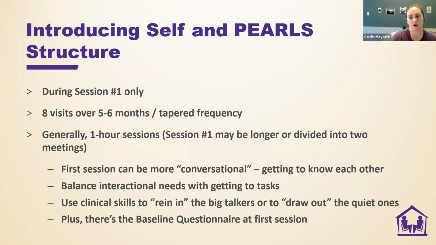Generally, it's going to be 8 visits over 5 to 6 months with a tapering frequency. Sessions 1 to 3 are weekly. Sessions 4 and 5 are every other week. And then sessions 6, 7, and 8 are monthly. And then there are a couple of follow-up phone calls just to check in. Those are not working sessions. You can refer to the flow chart if that is helpful while people start to get the cadence of how things go. Generally, they're going to be about 1-hour sessions.